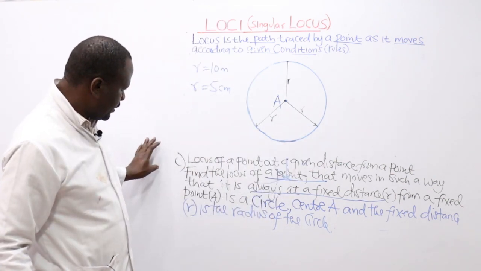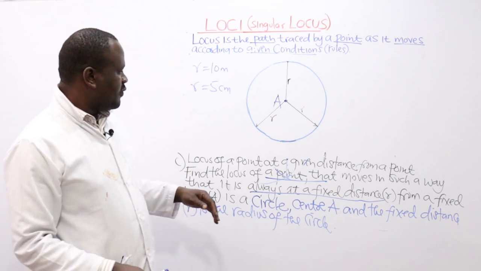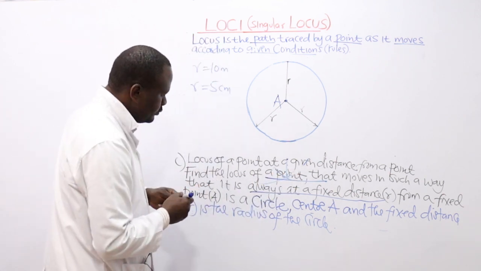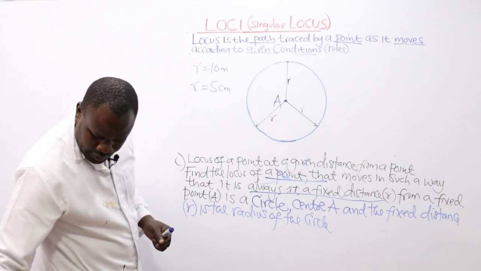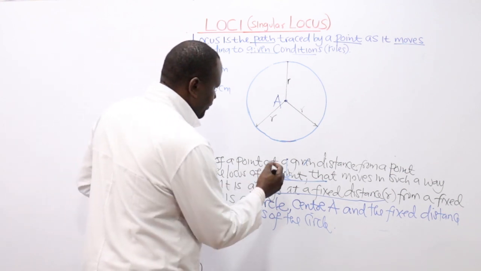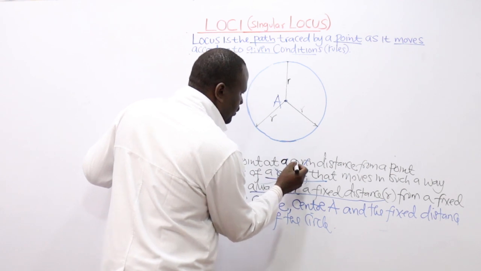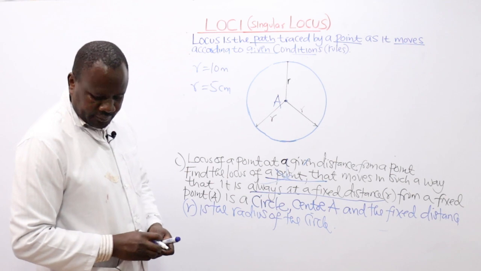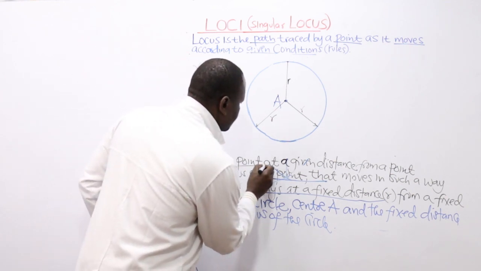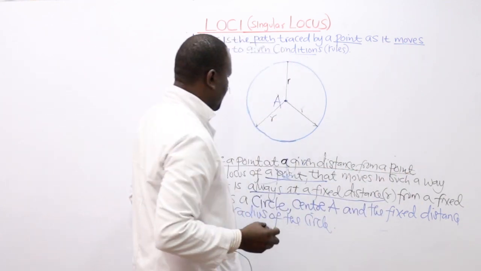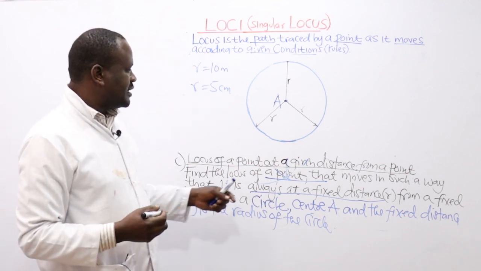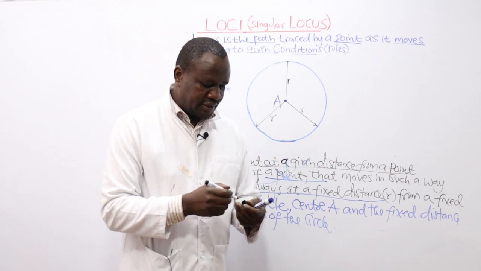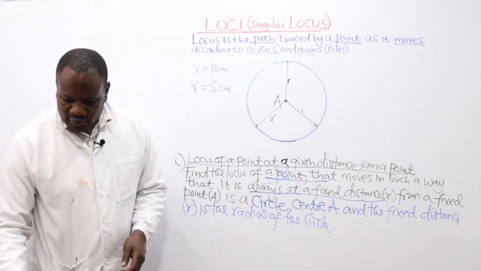So that is what we mean by locus of a point at a given distance from a point. That given distance is the radius. So let's move on.